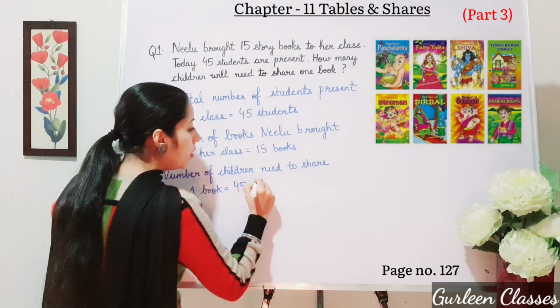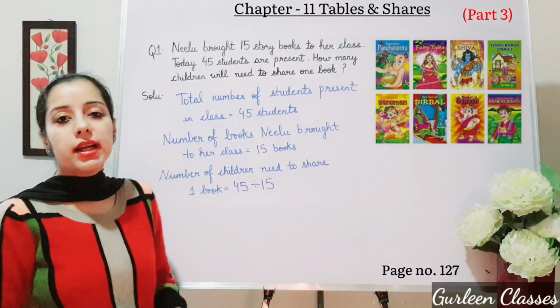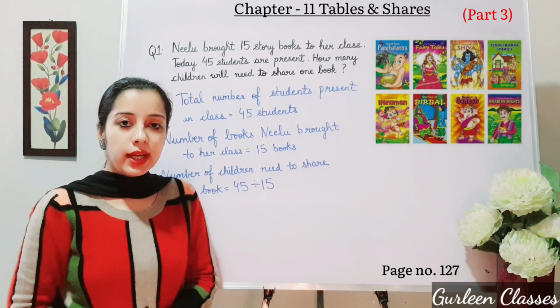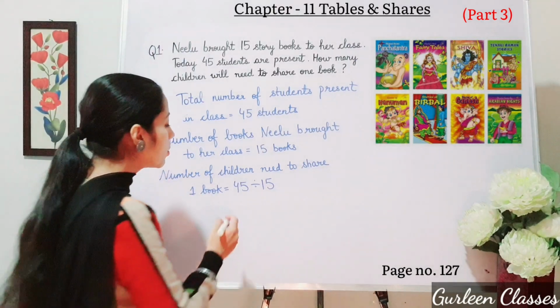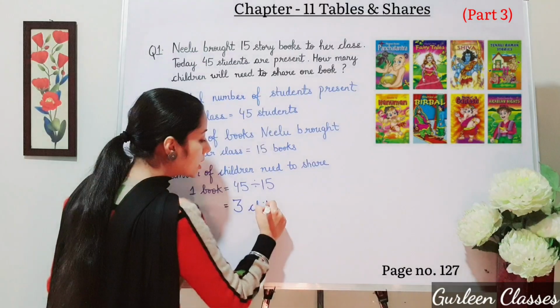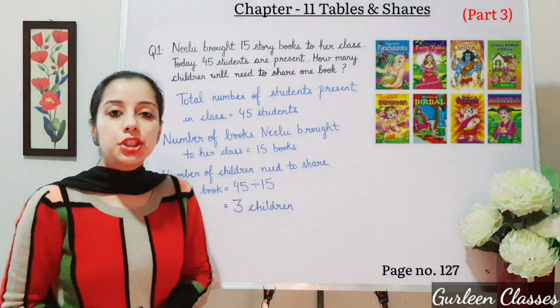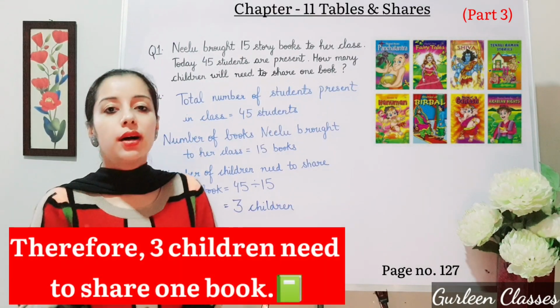So what we will do? 45 divided by 15. You all know 15 table. 15 ones are 15. 15 twos are 30. 15 threes are 45. So write here 3. So at last we will write how many children will need to share one book? Therefore, 3 children need to share one book.